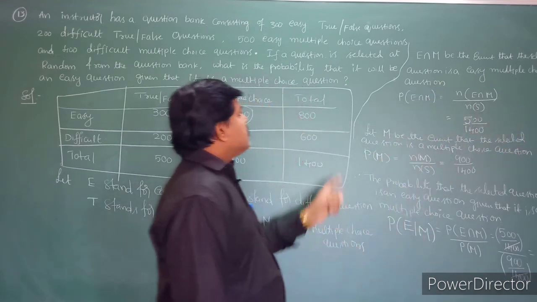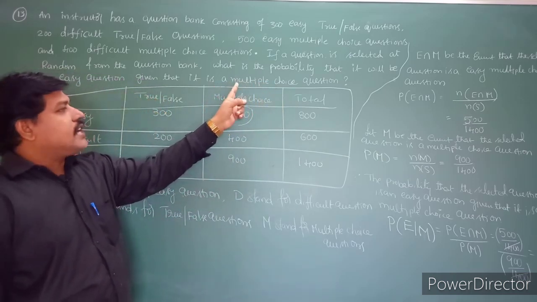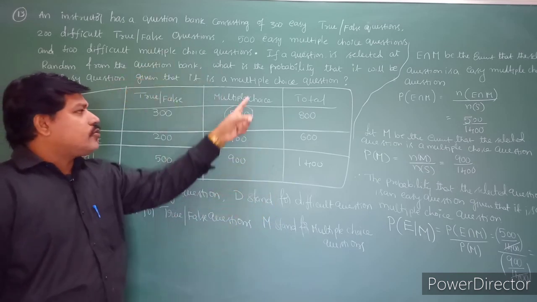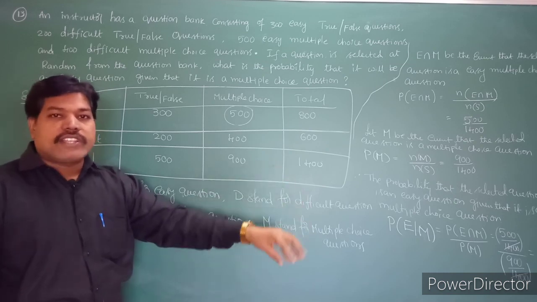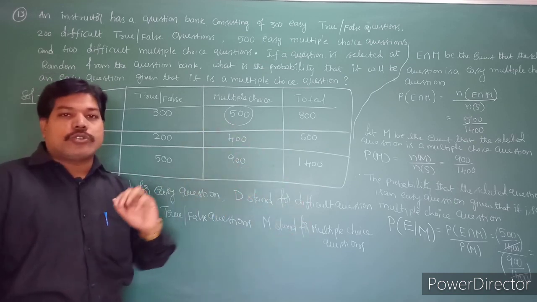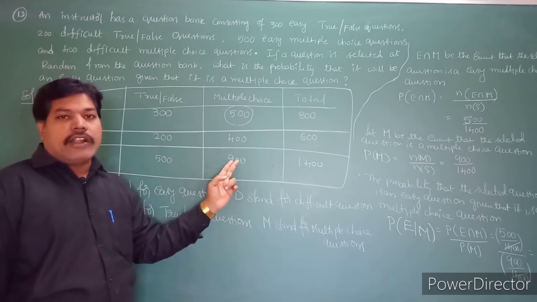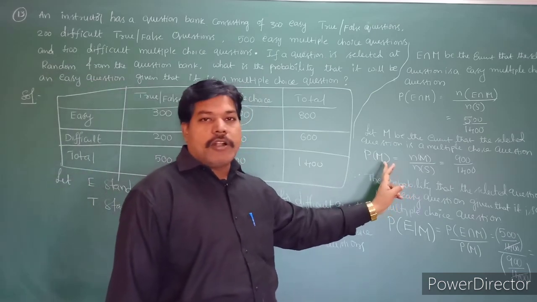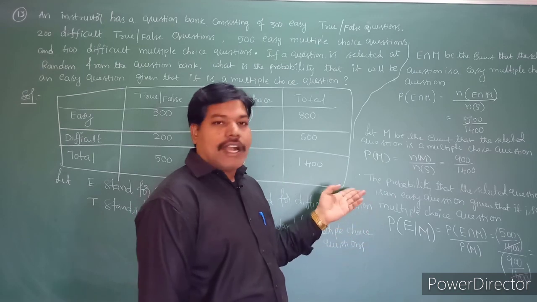Next, instead of F I am taking it as M. M is the event that the selected question is a multiple choice question. How many multiple choice questions are there? There are 900 questions. So the probability of getting a multiple choice question is 900 by 1400. What is the question? That is the conditional probability.